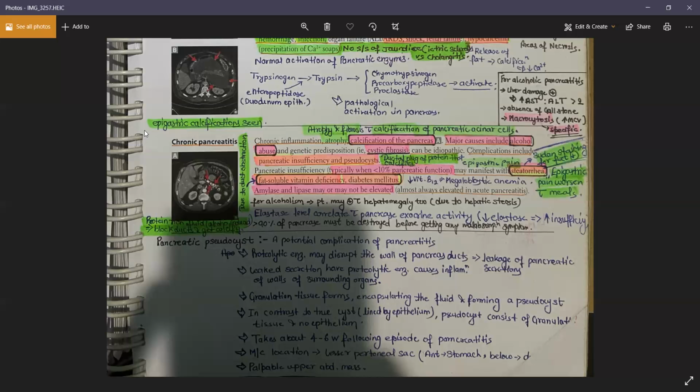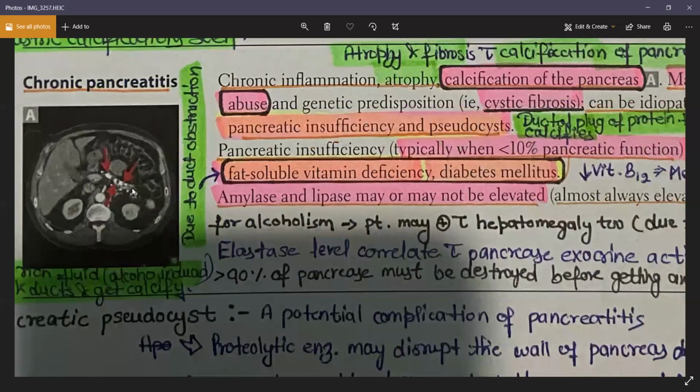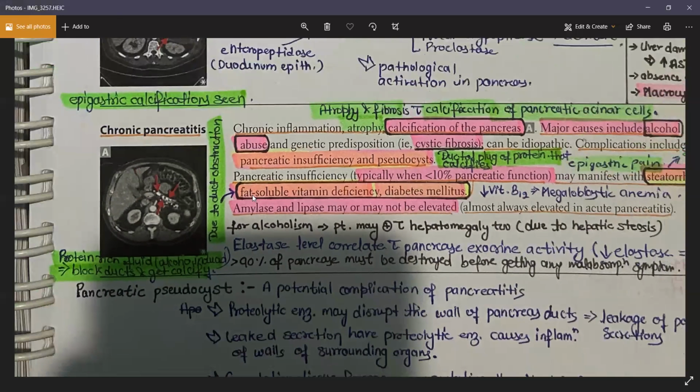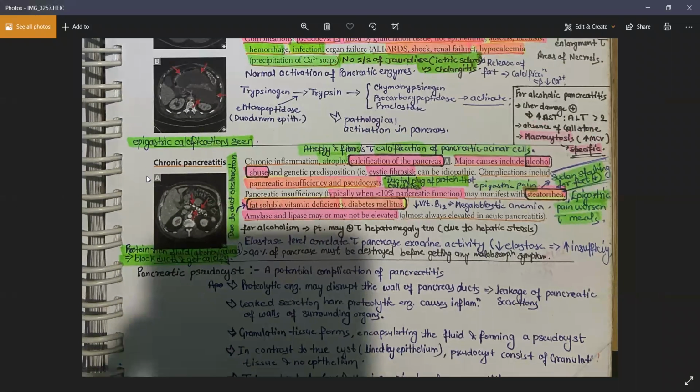When you do a CT of the patient, what you will see is a calcified pancreas. As you can see, there is diffuse calcification of the pancreas, and this is a very characteristic sign of chronic pancreatitis. So atrophy, fibrosis, and calcification of the pancreas are what you will see in chronic pancreatitis. Is that okay?